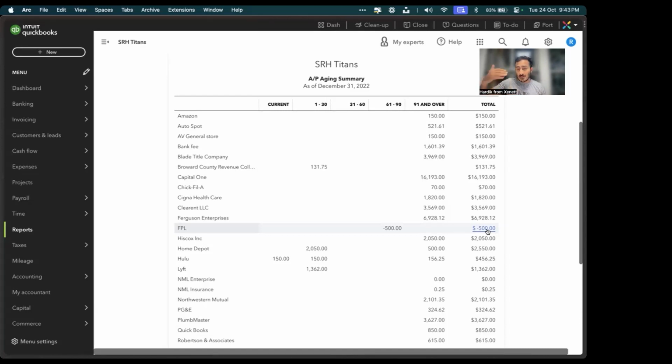But if we figure out that there was a missing bill, the bill was not entered, or the bill was voided or deleted, in that case we'll have to make sure that we record the appropriate bill and then adjust this payment towards that particular bill.